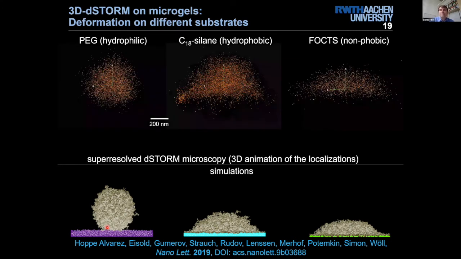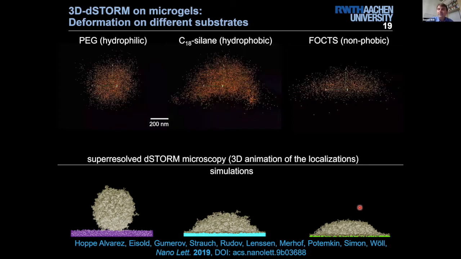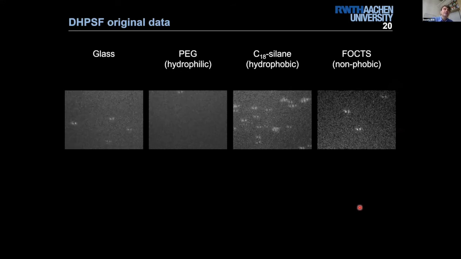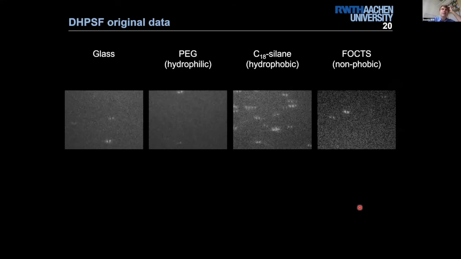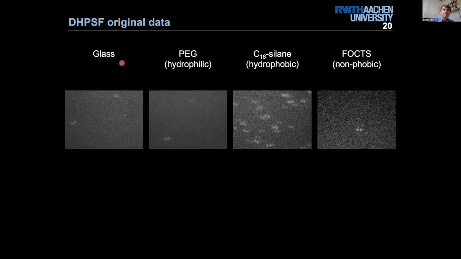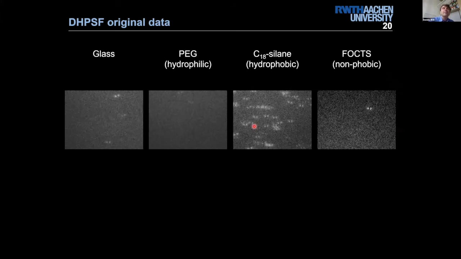So we can describe the system quite well. Furthermore, this is also a slide I normally don't present. Here I just want to show you how the data look. Often you see the 3D images, but you don't see the data, and I think it's very important also to show the real data. So this is for our different surfaces, how our single molecule emitters look in the different microgels, which you do not see here, of course.